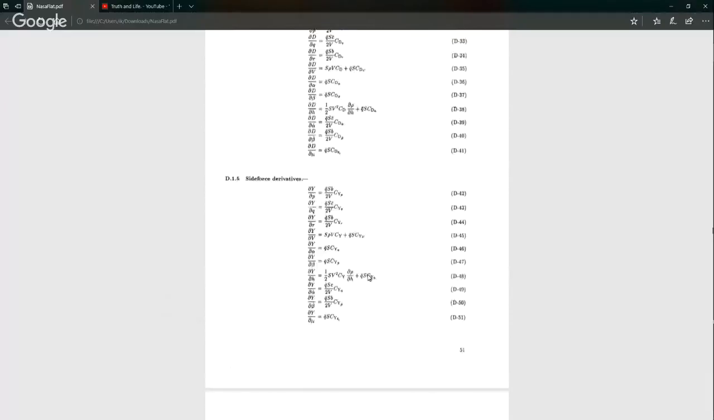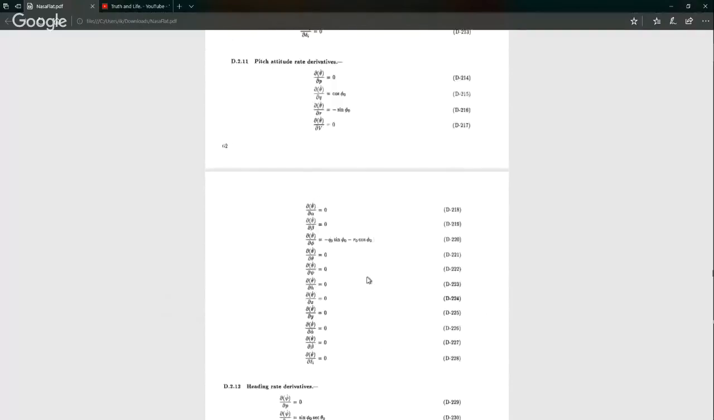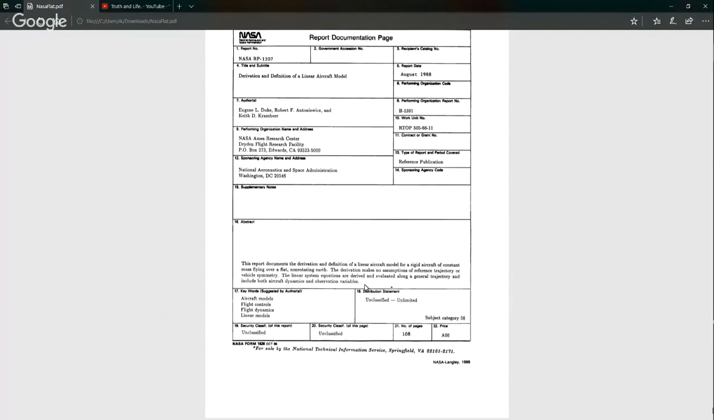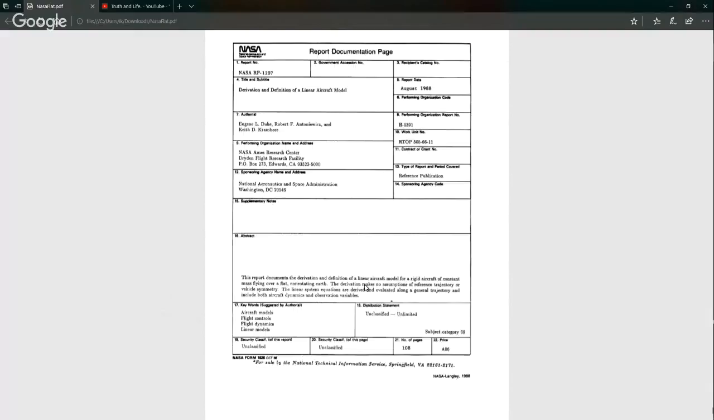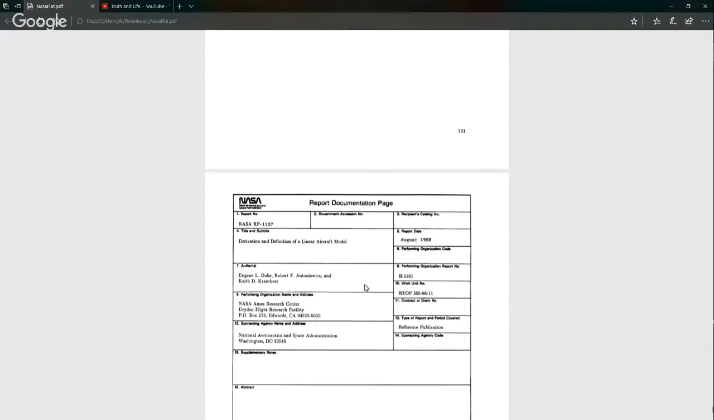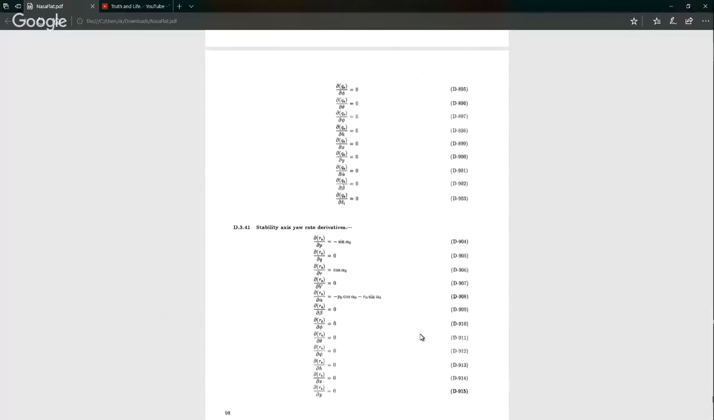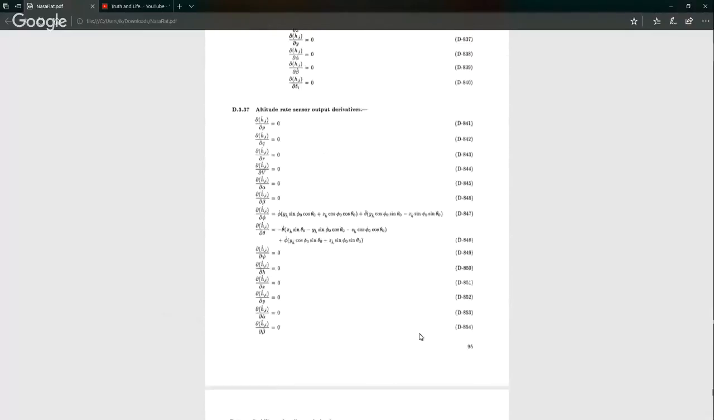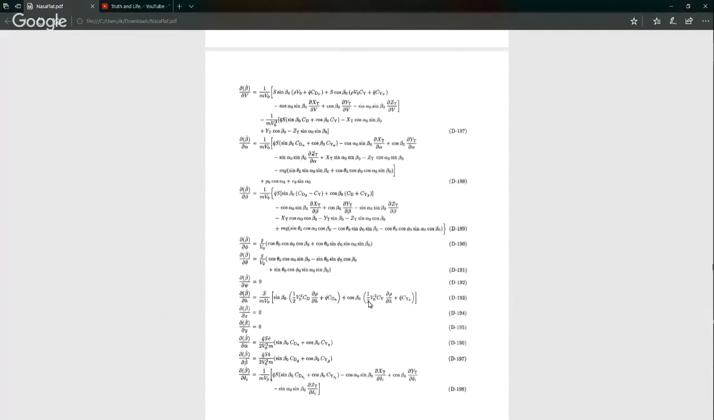It goes on and on and on until, I believe, page 101, 102. So this was the first subject I want to show you.